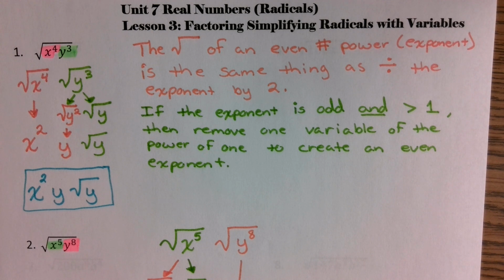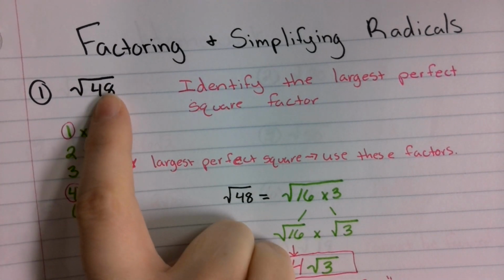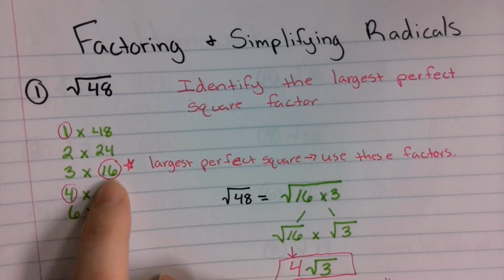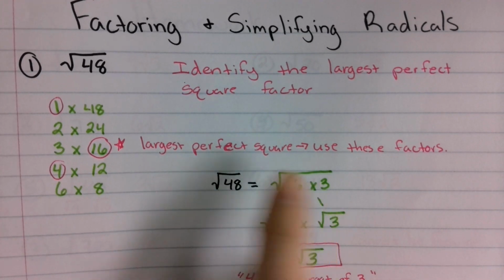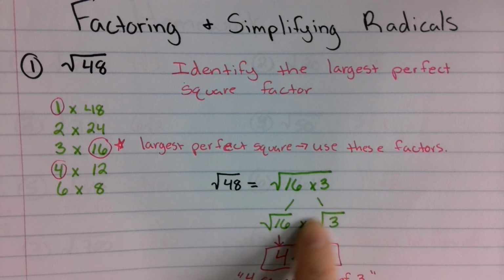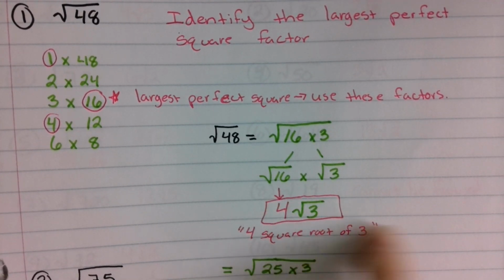Before, when we were talking about how to work something out if it was just numerical, let me go back to some old notes. When it was just numerical, we had to find the factors of the number, of the radicand. Find all the factors, and whatever was the largest perfect square factor, those were the factors that we used. For example, 48, we were able to break it down into square root of 16 times the square root of 3. And then square root of 16 is a perfect square. That gives us a 4, so we'd have 4 square roots of 3.